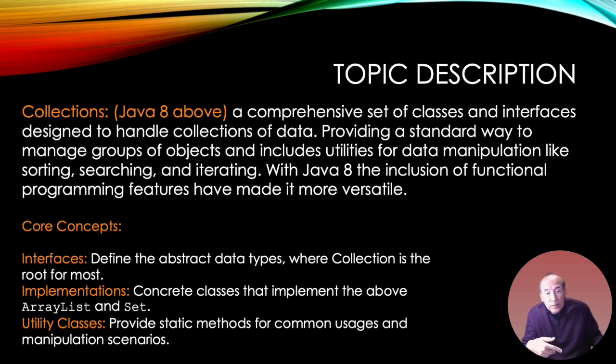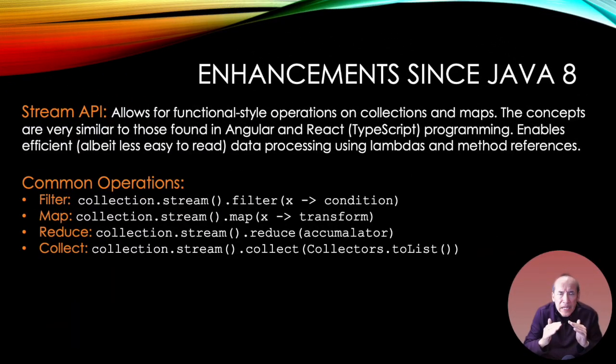So there are some core concepts here. One, there are interfaces, and then there are implementations and utility classes. Now, the interfaces, as you might imagine, define the abstract data types. The implementations exist, and we're going to go over, based on the 80-20 rule, the fact that you're going to spend 80% of your time on 20% of these interfaces and collections, and that's what we're going to focus on.